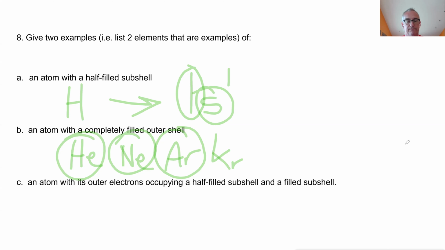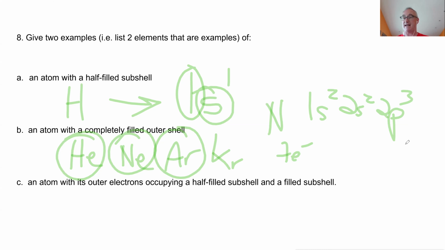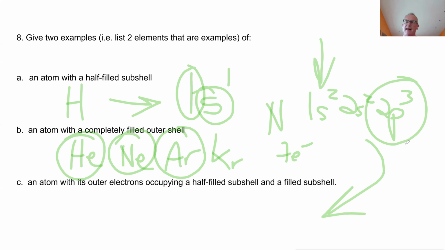Nitrogen. Yeah, so why nitrogen? How many electrons does nitrogen have? 7. So nitrogen has 7 electrons. So it would go 1s2, 2s2, 2p3. And we know that p has room for 6 in it. So that's half filled. That's also an answer for C as well. So nitrogen has a half-filled subshell. It doesn't say filled shell.